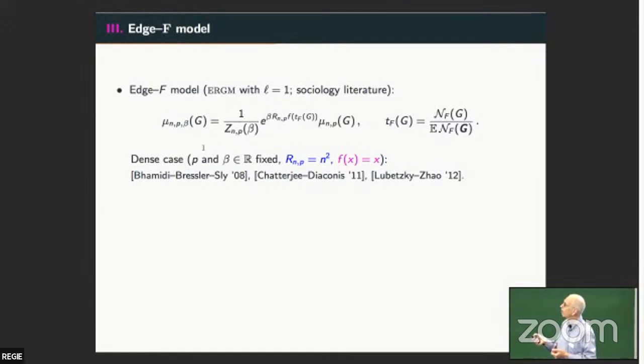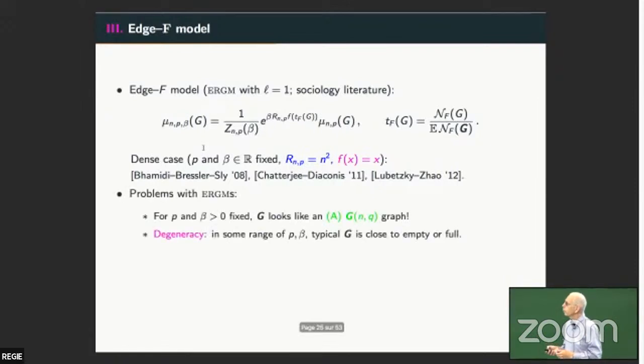I just rewrote the same formula, but now simpler because I have only one function and no sum. In the dense case, this was studied. Dense case corresponds to p being held fixed when n goes to infinity, like I mentioned before. And this was studied for a linear function f, which is the most natural one, just x, just count the number of triangles, or F patterns. The rate is n squared because you just have n squared independent edges. This was studied in a sequence of works, the first by Bhamidi et al., and the other two came after the work of Chatterjee and Varadhan, so they could use the large deviation of Chatterjee and Varadhan in order to understand the exponential random graphs.